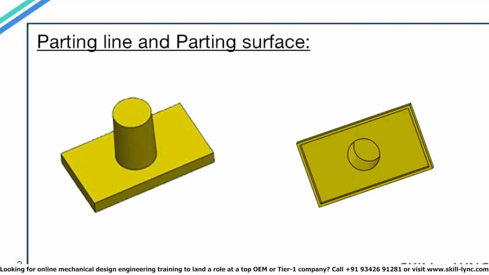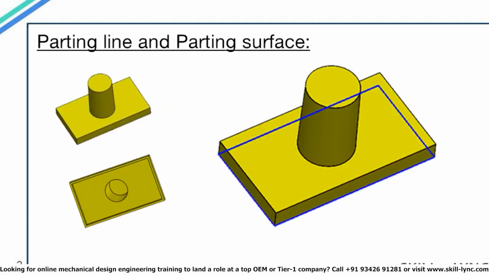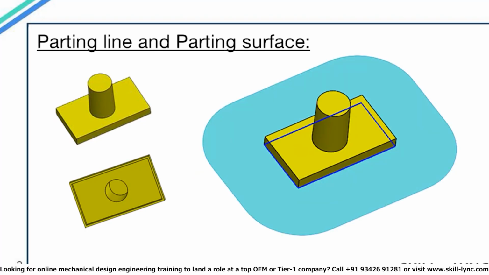So let's take this simple model for understanding where exactly the parting surface lies in the mold. This model which you see is hollow, as you can see in the image on the right. So let's say I want to create a mold for making this part. So I will first select a parting line for the mold. In the figure you can see the parting line is indicated by the blue line. Now according to the location of the parting line, a parting surface will be formed. In the diagram, the blue surface is the parting surface for the mold.